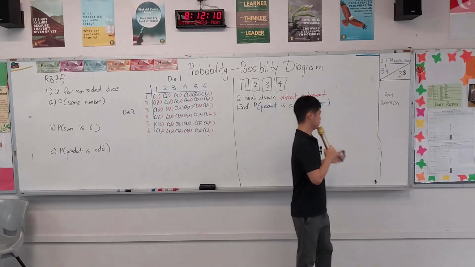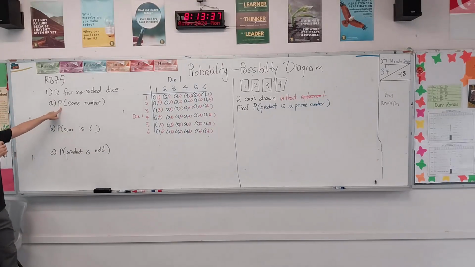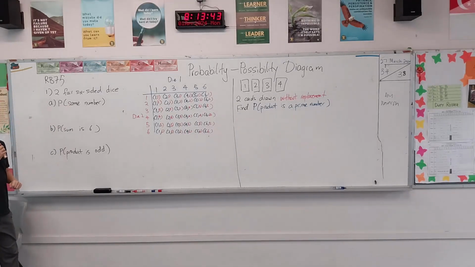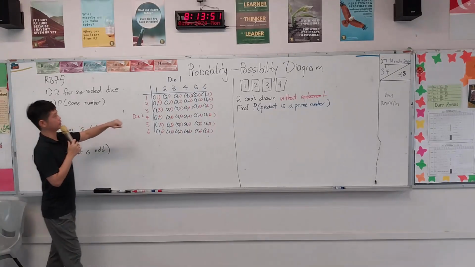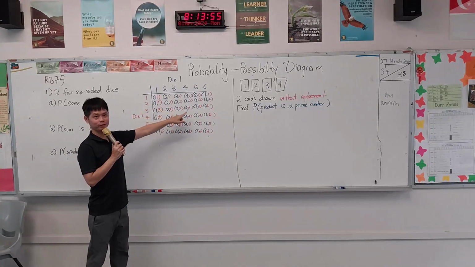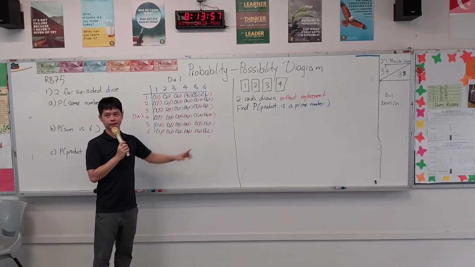Basically, it should look like that. Now this symbol is for probability. So the question is: find the probability that both numbers are the same. Okay, let's count. How many of them have the same number? 6, right? Where are they? 1, 1, 2, 2, 3, 3, 4, 4, 5, 5, 6, 6.